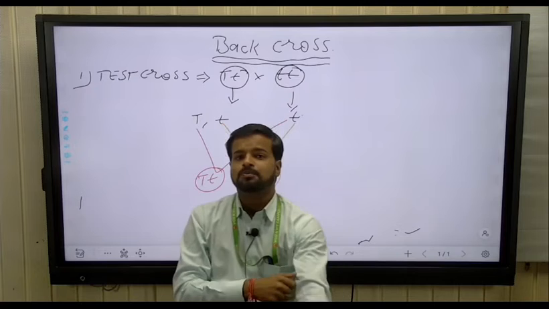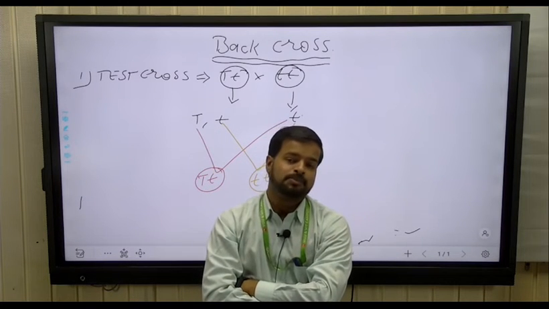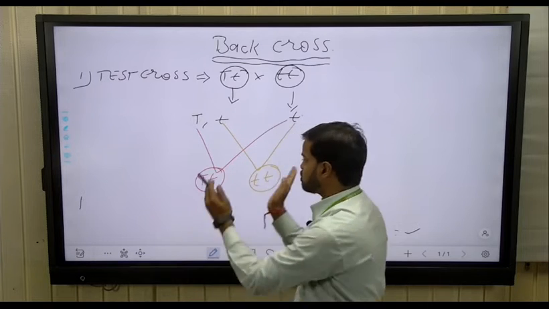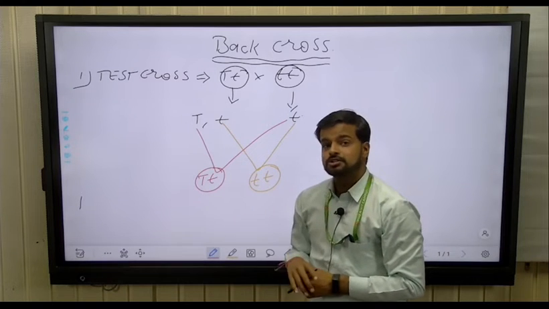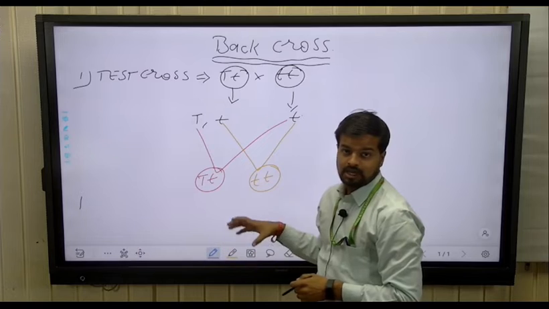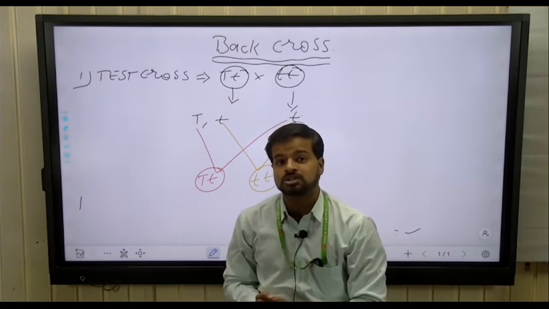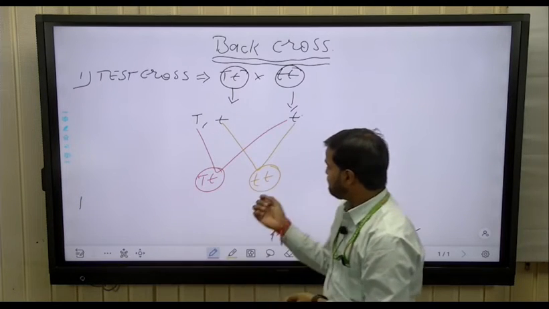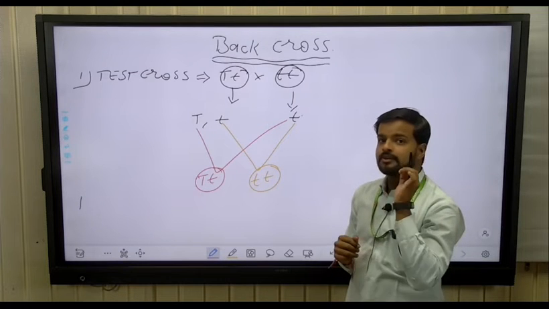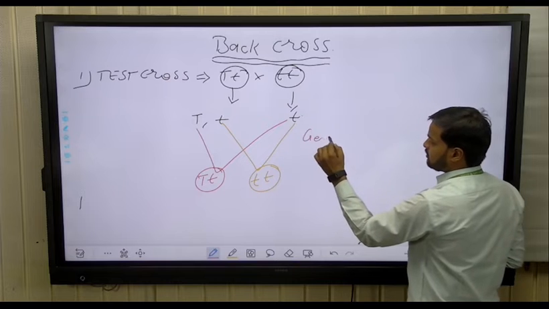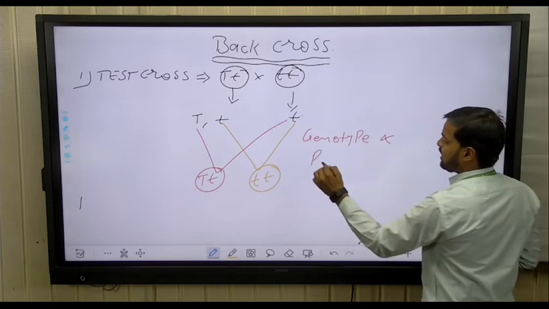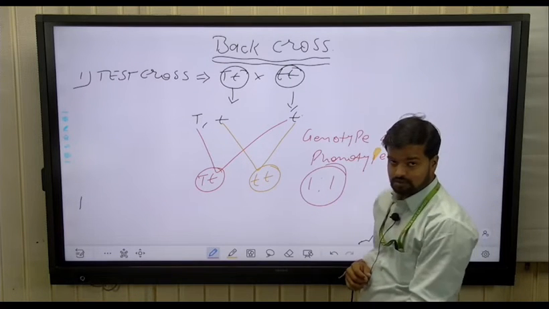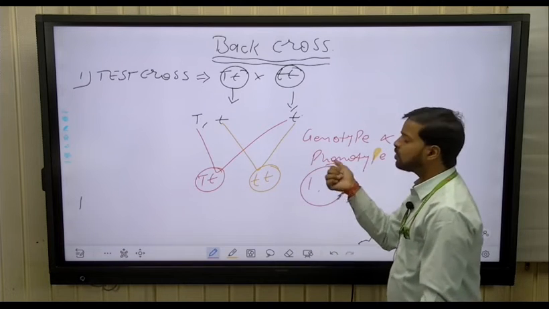Then the question is, how do we know the genotype of the parents? In this type of cross, if any recombination or any new genotype is formed, it is shown by this cross. But after doing this cross, we obtain the same phenotype and genotype as we started with. So, concluding, in this type of cross we obtain the real genotype of the parents. Hence genotype and phenotype are the same, that is 1:1.